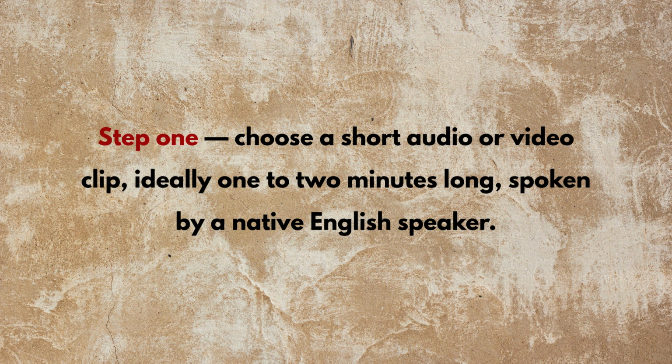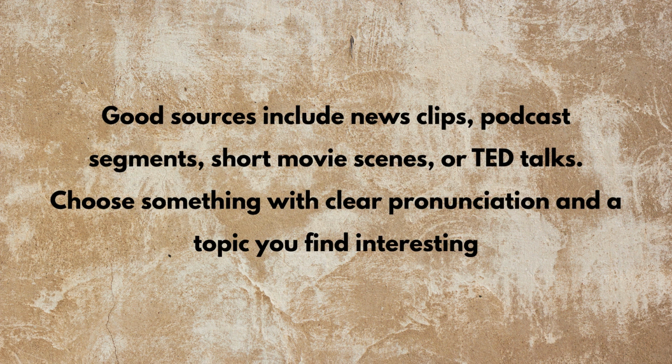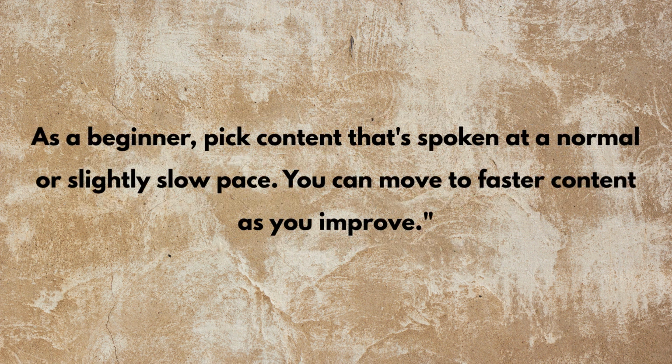Step 1. Choose a short audio or video clip, ideally 1 to 2 minutes long, spoken by a native English speaker. Good sources include news clips, podcast segments, short movie scenes, or TED Talks. Choose something with clear pronunciation and a topic you find interesting. As a beginner, pick content that's spoken at a normal or slightly slow pace. You can move to faster content as you improve.